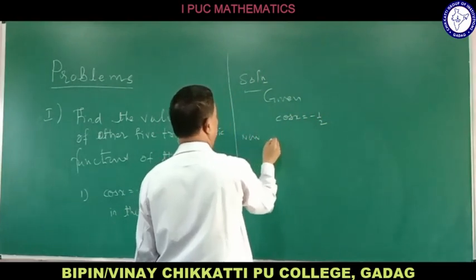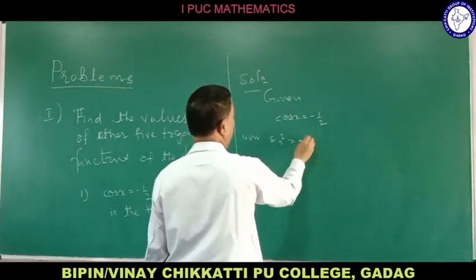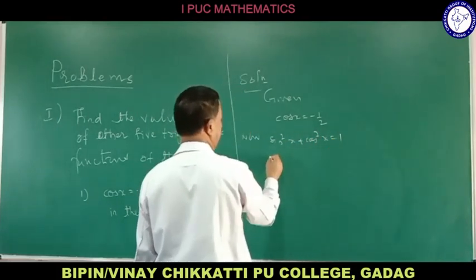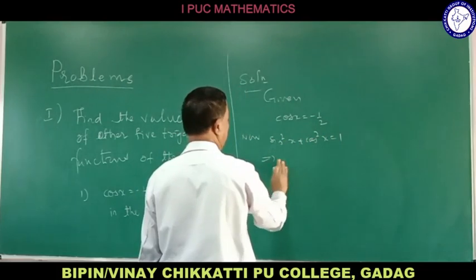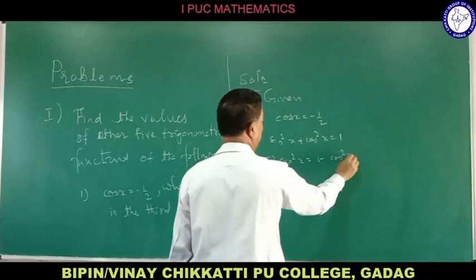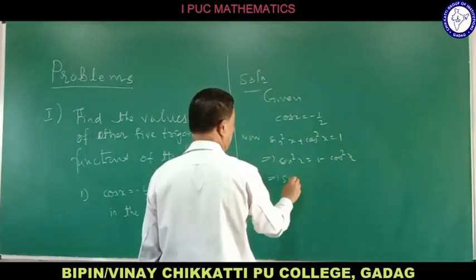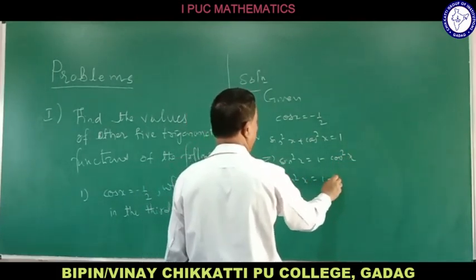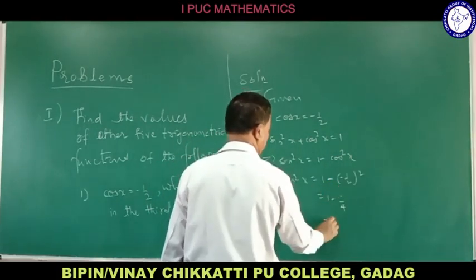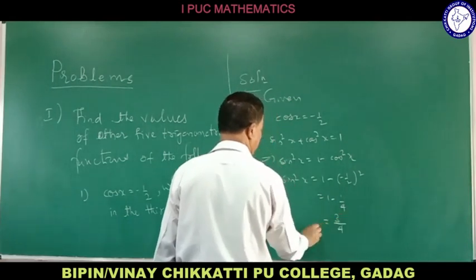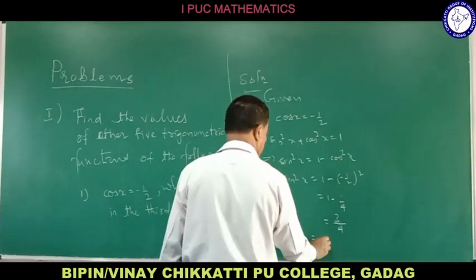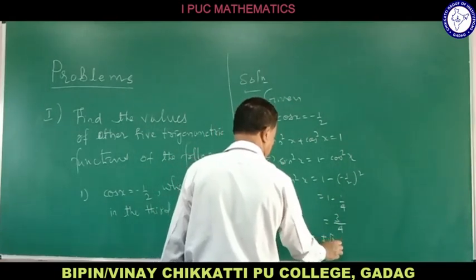Look, what is given, first I write, given cos x is equal to minus 1 upon 2. Now sin square x plus cos square x is equal to 1, and this implies sin square x is equal to 1 minus cos square x. This implies sin square x is equal to 1 minus (minus 1 upon 2) whole square. This is 1 upon 4. This is 4 minus 1 by 4, that is 3 by 4. And sin x is equal to plus or minus root 3 by 2.